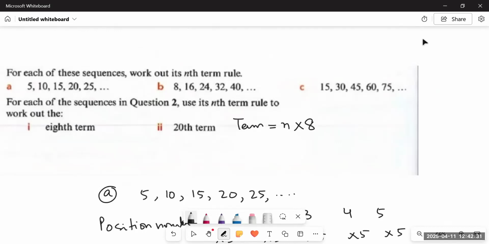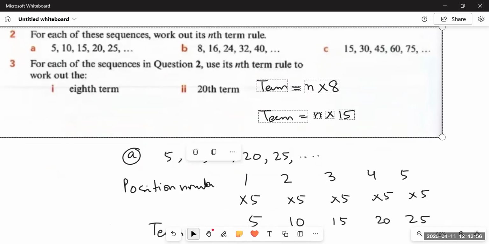Similarly, for part C, we can see that there is a difference of 15 every time and the sequence starts from 15. So the first term would be 1 multiplied by 15, the second 15 multiplied by 2, the third 15 multiplied by 3, the fourth 15 multiplied by 4. So whatever the position number is, we are multiplying it by 15. So the nth term would be n multiplied by 15. That's all. Okay.